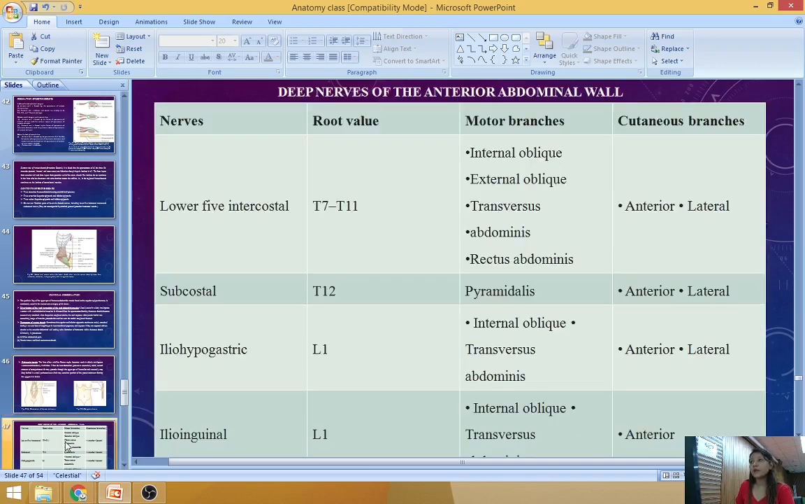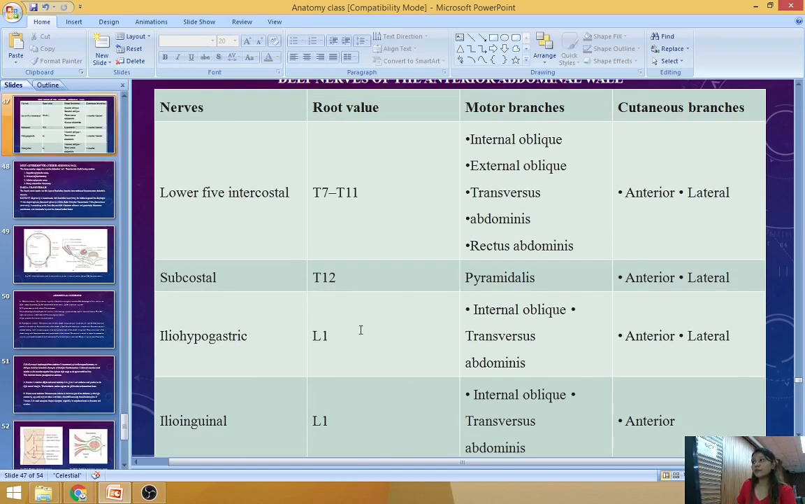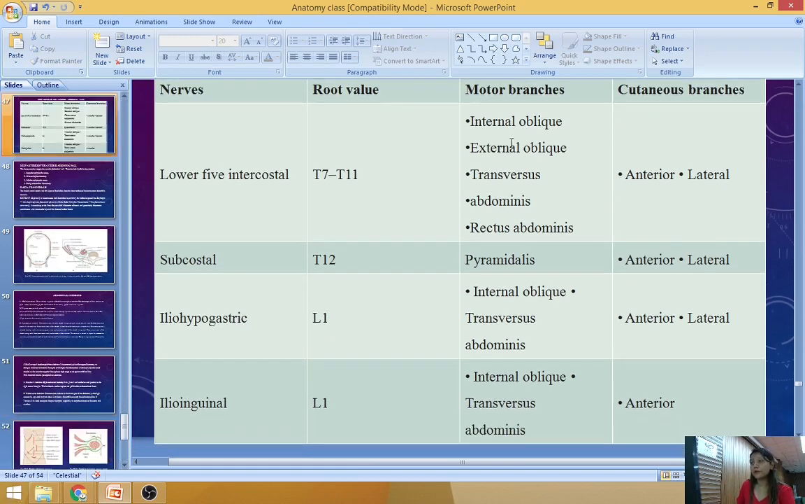Okay. Now what are the deep nerves of the anterior abdominal wall? So deep nerves are mostly T7 to T11, the subcostal nerve, that is T12, and we have iliohypogastric and ilioinguinal. Okay, these are the deep branches. So motor branches mostly supply the internal oblique, external oblique, transversus and rectus. Okay, T12 supplies the pyramidalis.